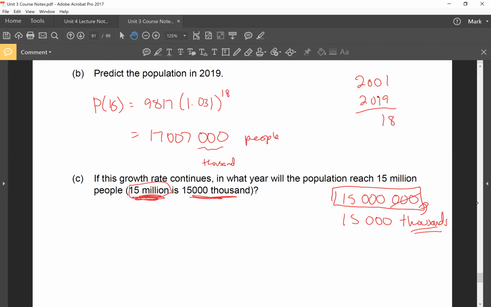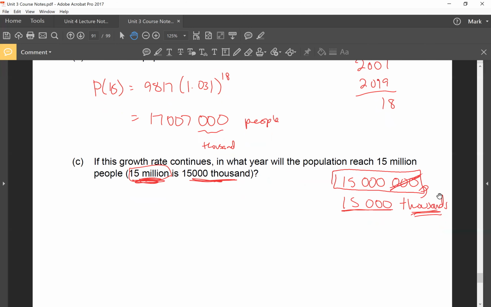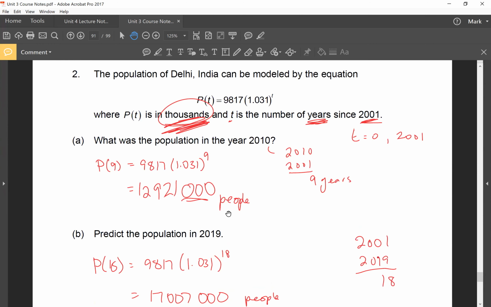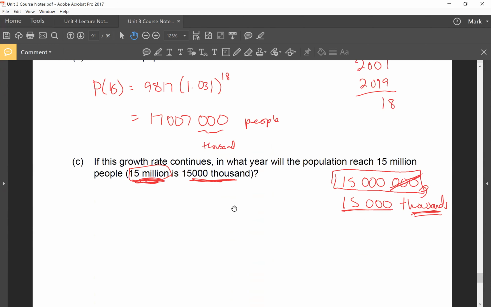But yeah, 15 million is right here. So if I was going to change that to thousands, I would take off the 3 zeros, and it would be 15,000 thousand people, which is 15 million. I know that sounds really confusing, but it's not something you really need to worry about converting. Okay, so let's put it into our formula. So our formula is P of T equals 9817 times 1.031 to the T.